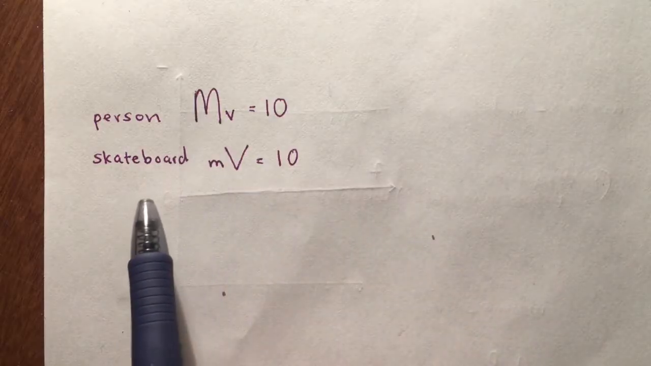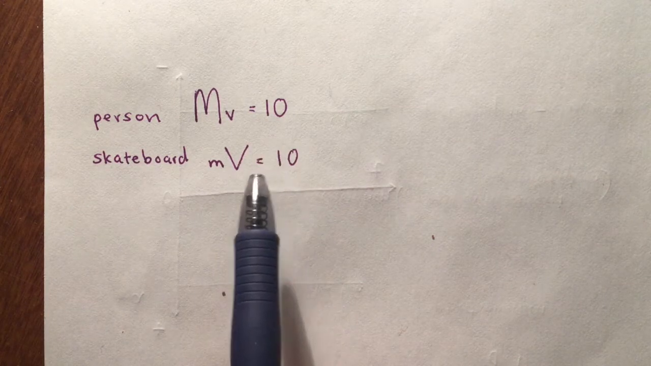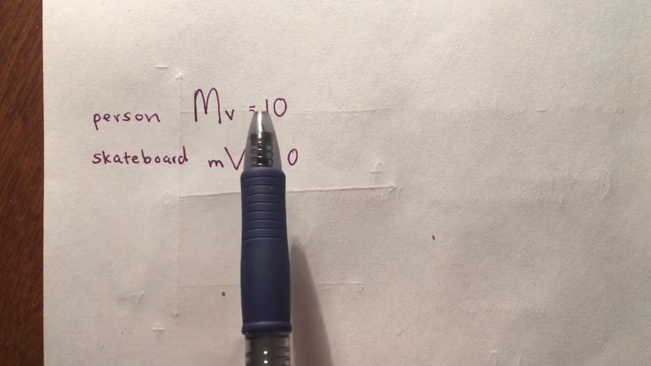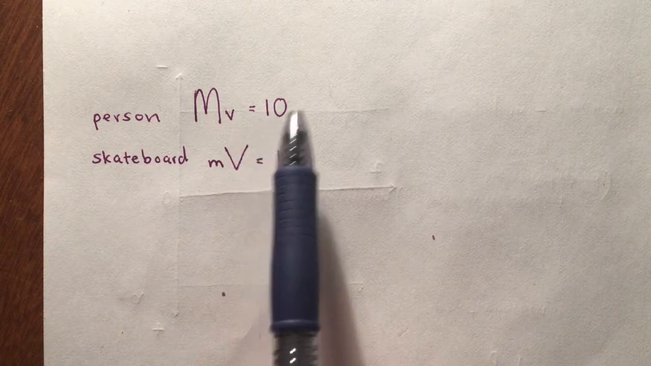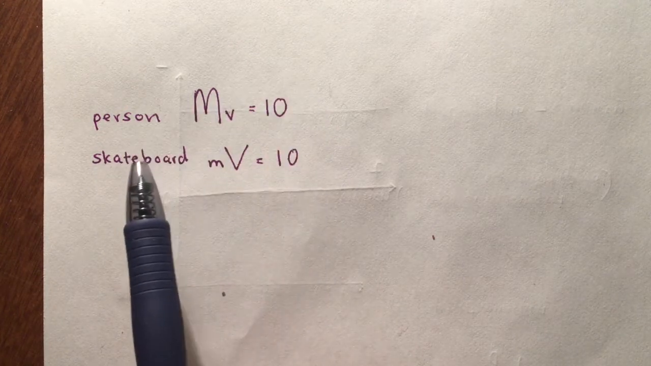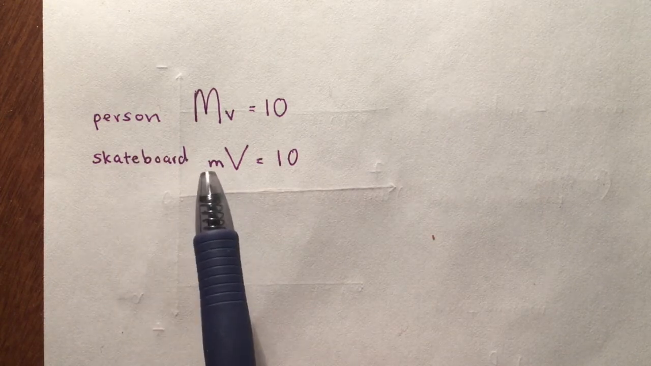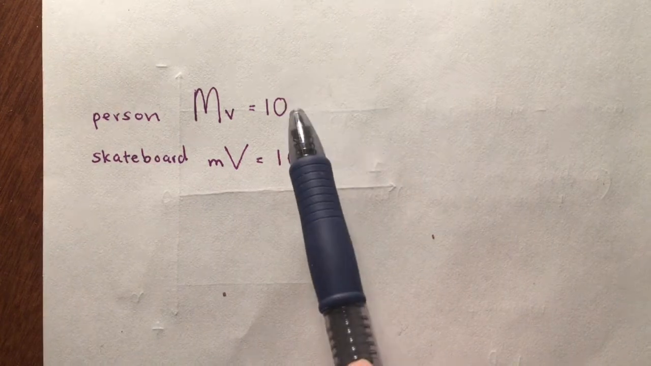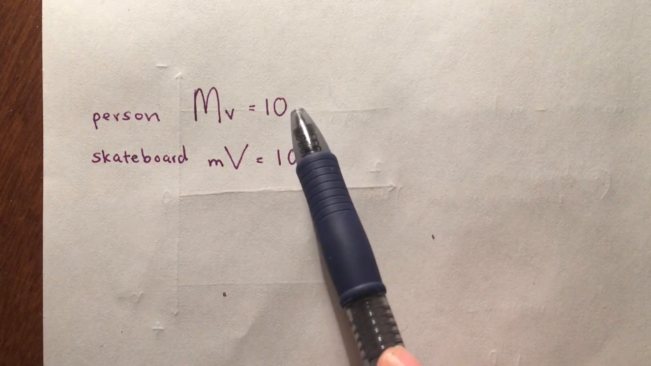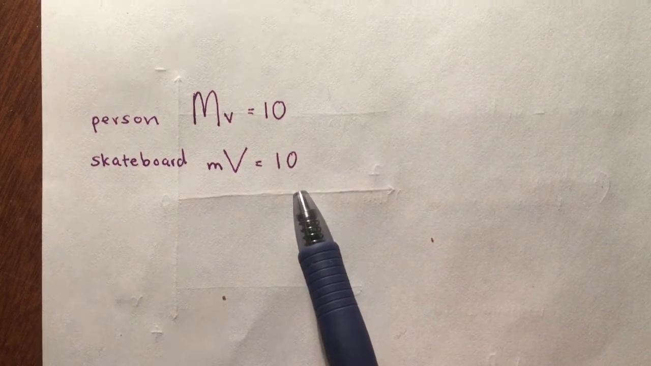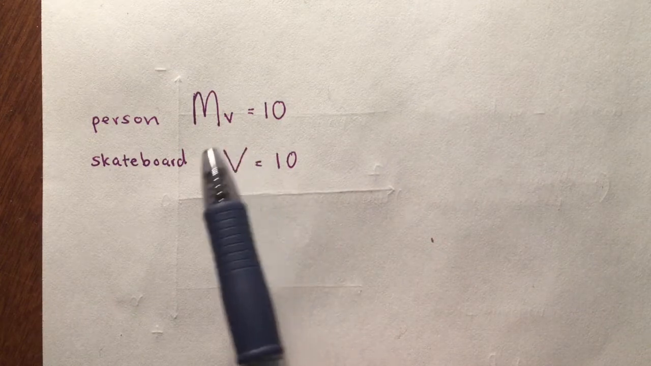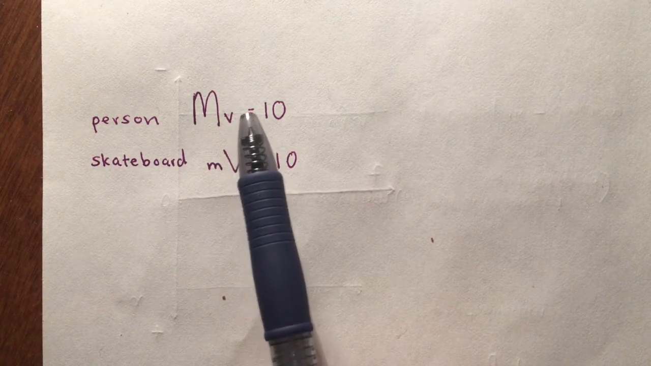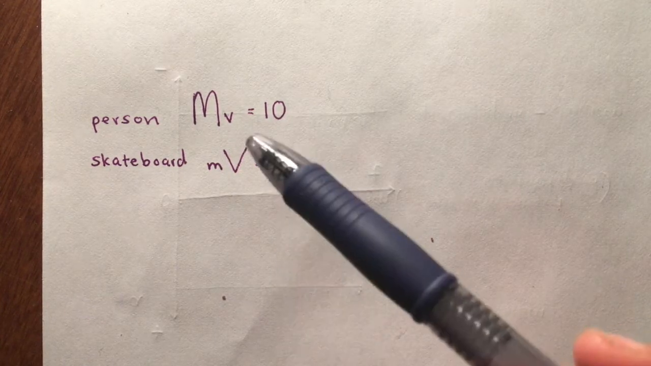So the skateboard has the same momentum at the end that I had at the beginning. At the beginning, when I had all the momentum of the system, I had a momentum of 10. And at the end, after I jump off, the skateboard has all the momentum, so the skateboard has a momentum of 10. However, the skateboard is moving much faster at the end than I was at the beginning, even though we had the same momentum. Why is that?